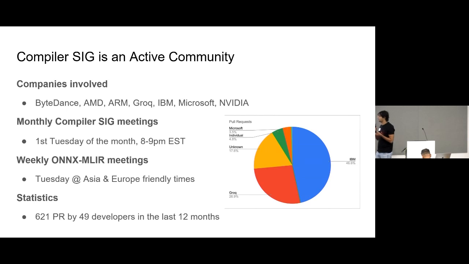We have many companies involved, including ByteDance, AMD, ARM, Grok, IBM, Microsoft, and NVIDIA. We have monthly compiler SIG meetings, the first Tuesday of every month at 8 p.m. Eastern time. And we also have weekly ONNX MLIR meetings on Tuesdays, and some of those times are Asian-friendly, and some of those times are European-friendly. And yeah, in ONNX MLIR, we had 621 PRs over the last year.